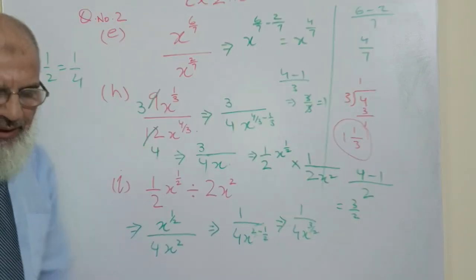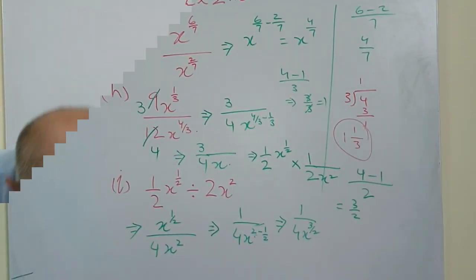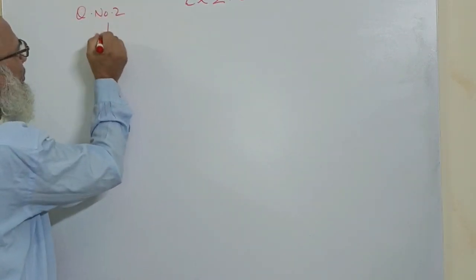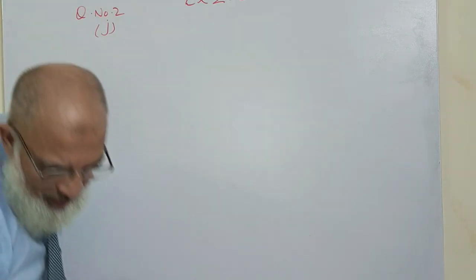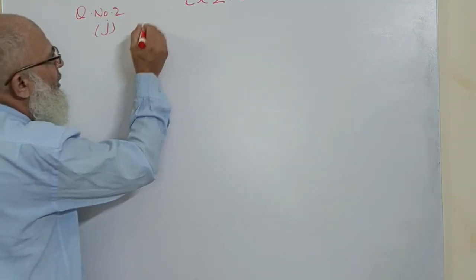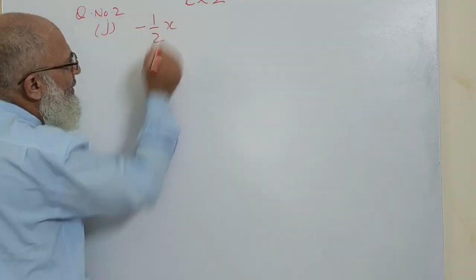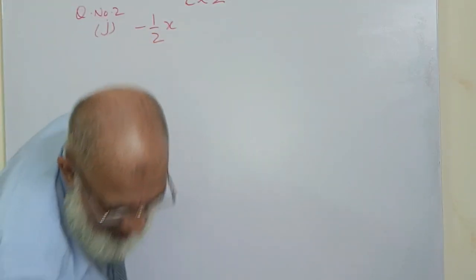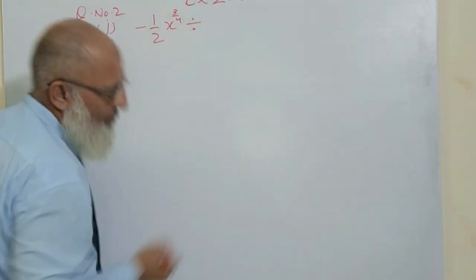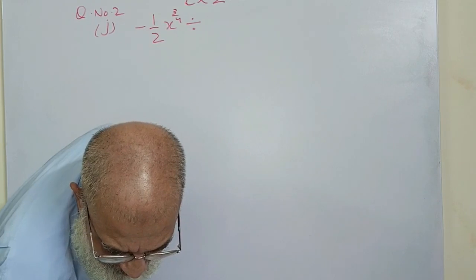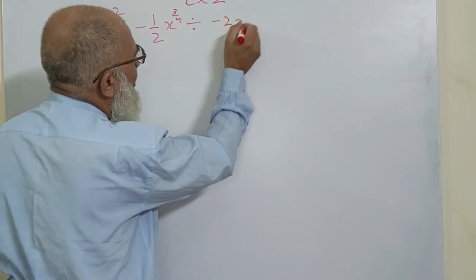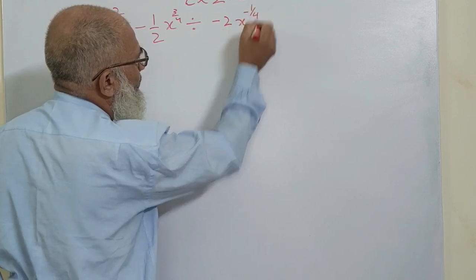Hope that you understand this. So let us proceed. Question number 2, part J. Half x, now this is minus half x^(3/4), and this is divided by minus 2x^(-1/4).